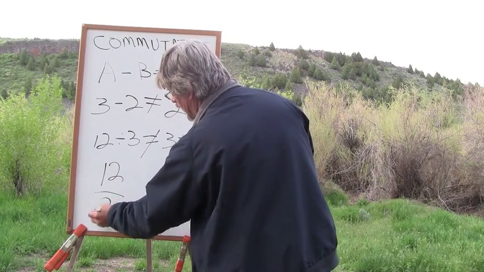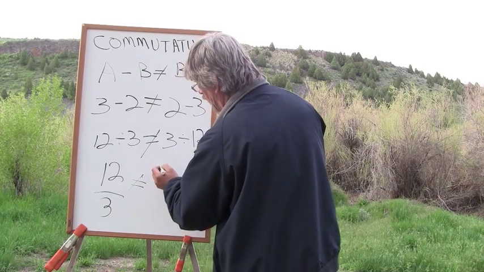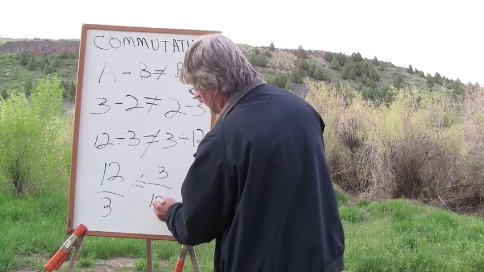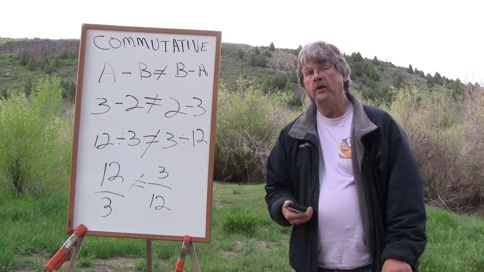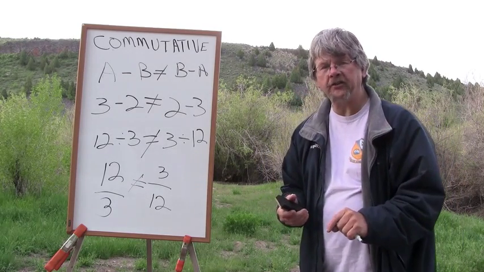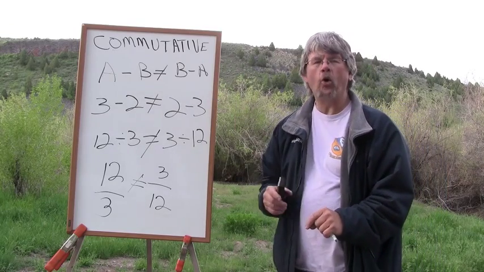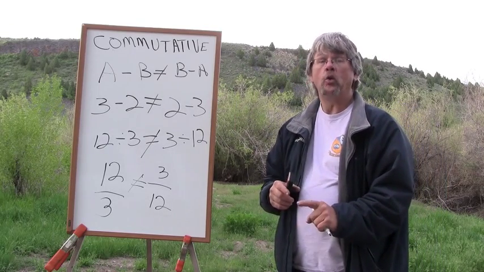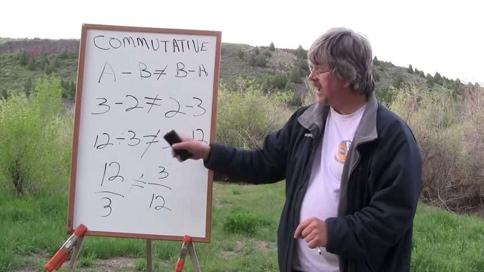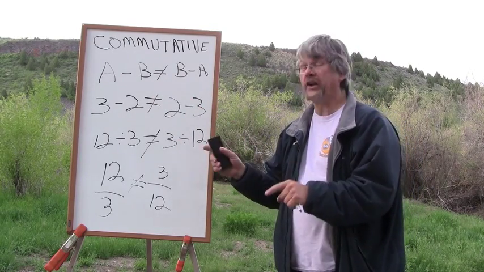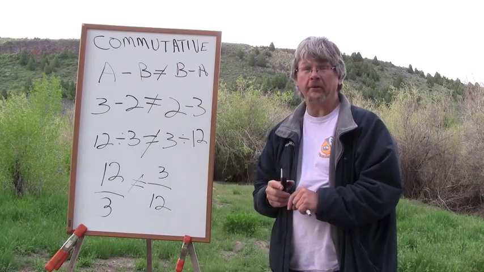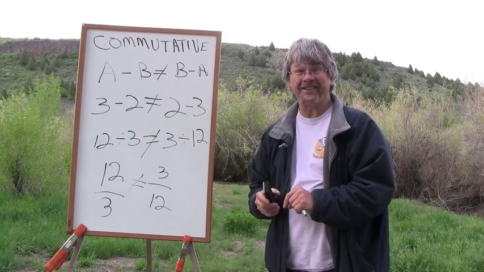12 over 3 cannot equal 3 over 12. Those two are not the same. So with addition and multiplication, it doesn't matter what order you use. With subtraction and division, it does matter which order you put the numbers. It's very interesting, isn't it?